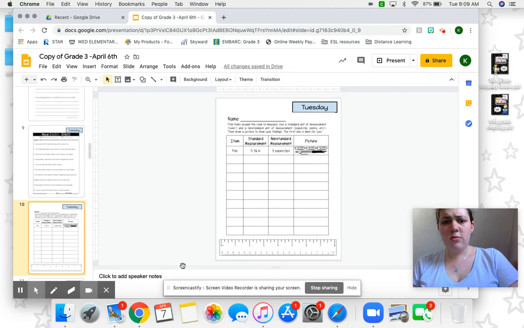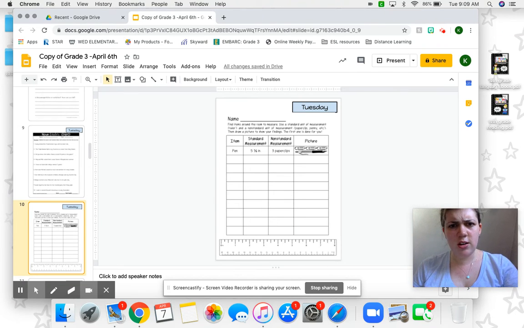Then you're going to use the same kind of thing that you did on yesterday's paper, using this ruler on the bottom. Find items around the room to measure. Use a standard unit of measurement, a ruler, and a non-standard unit of measurement, a paperclip, a penny, or something else, and then draw a picture to show your findings. The first one is done for you.